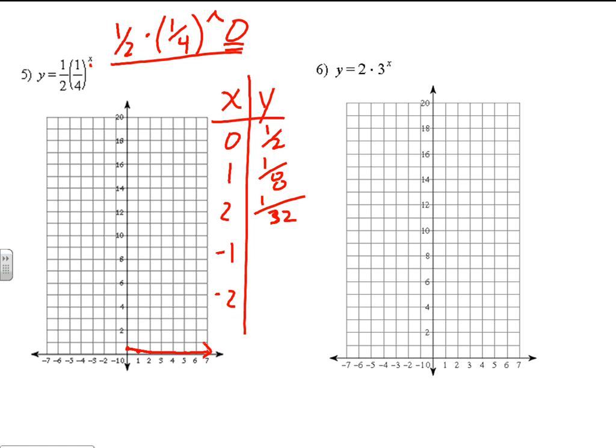How about -1? When I put -1 in for x here, 1/4 flips and becomes 4 to the first, 4 times 1/2, I jump up to 2. At -1, I'm up to 2 already. When I put in -2, I end up with 1/2 times 4 to the positive second. That's 16 times half. Half of 16 is 8. At -2, I jump all the way up to 8. Going pretty steep. I'm not sure I don't exit, but I guess I'll try.